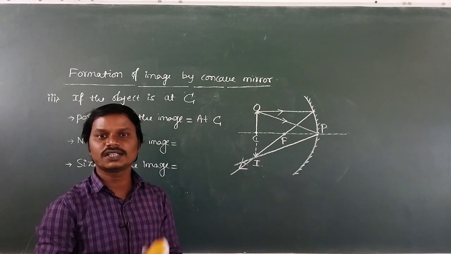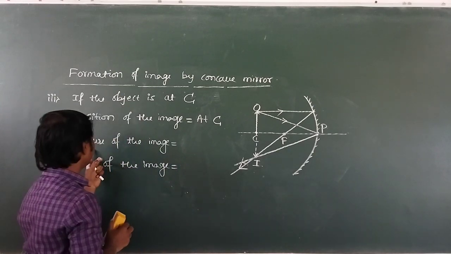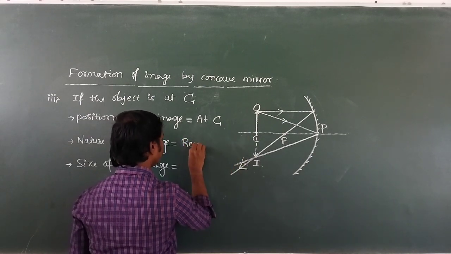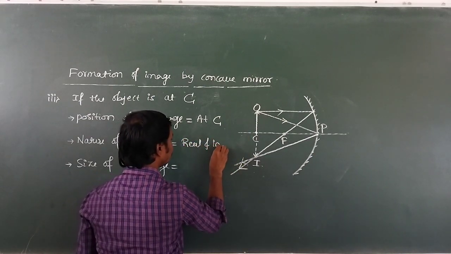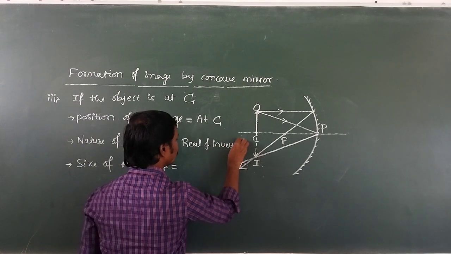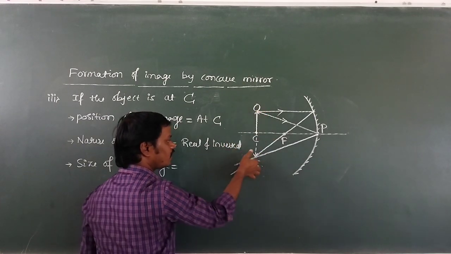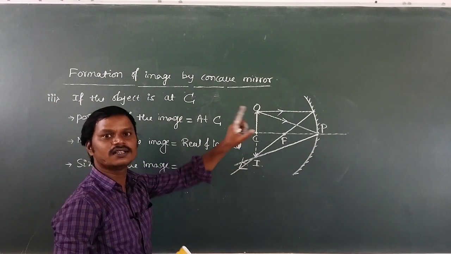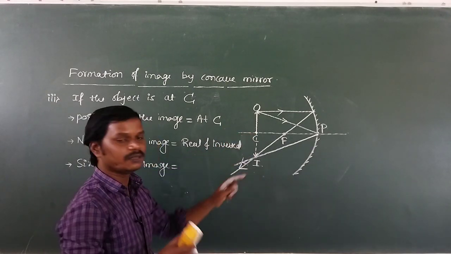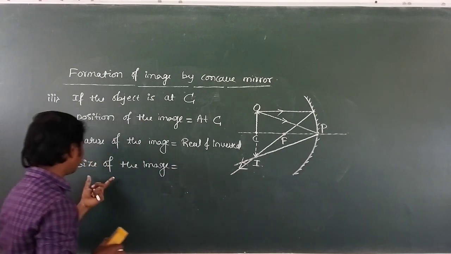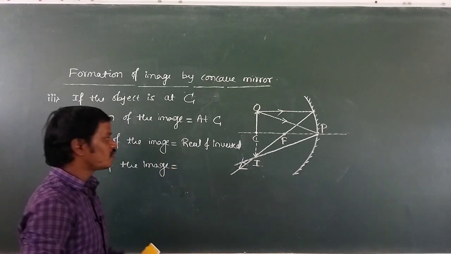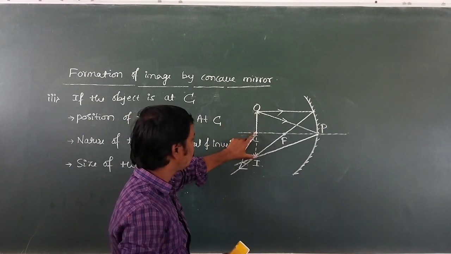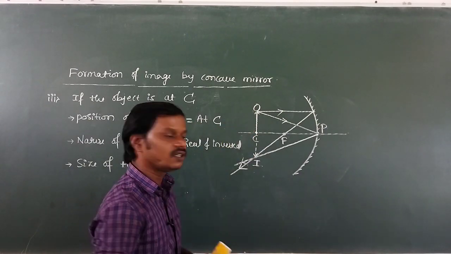In case of which mirror? Concave mirror. Next, the nature of the image. Again it is real and inverted. Here arrow mark is up, but here arrow mark is down. Hence the image is said to be inverted and also it is real. Means we can see this image on the screen. Next, the size of the image. So the height of the image is equal to height of the object, means the size of the image is equal to the size of the object.